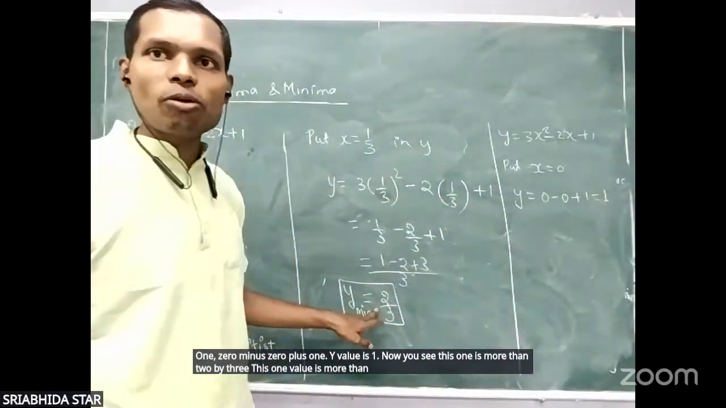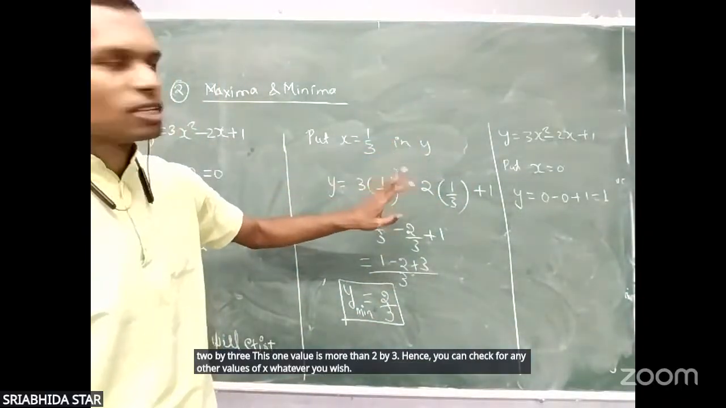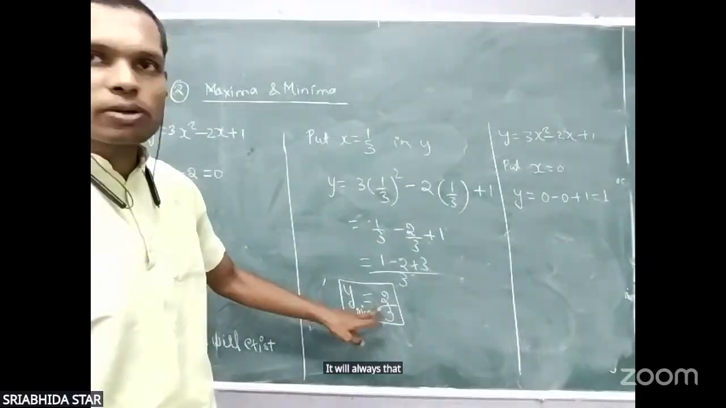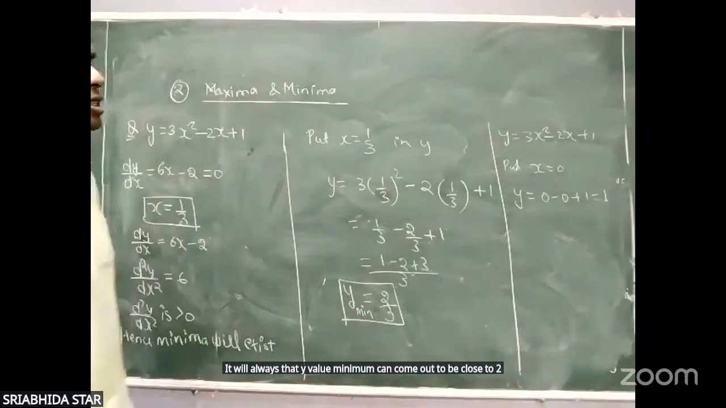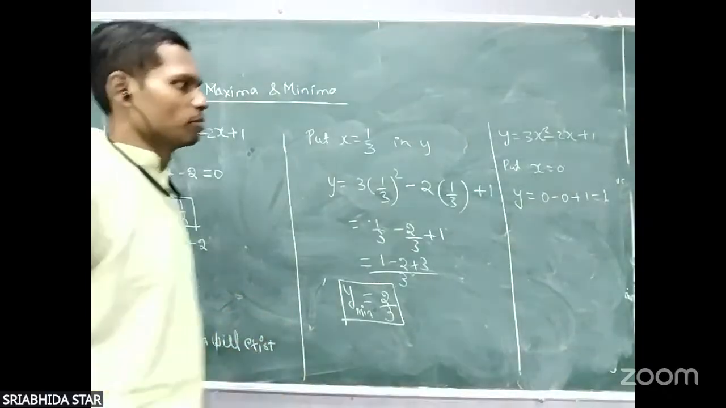Hence, you can check for any other values of x, whatever you wish. The minimum y value will always come out to be 2 by 3. It cannot be less than this. And this is the condition for minima.